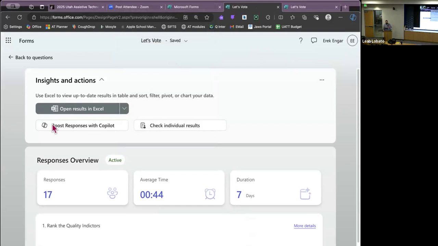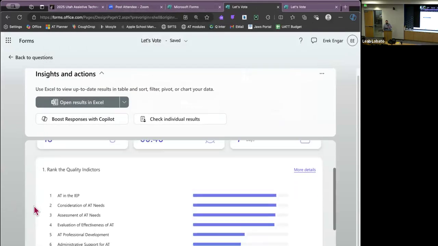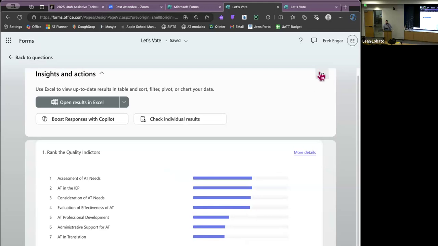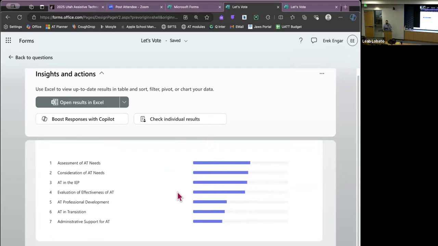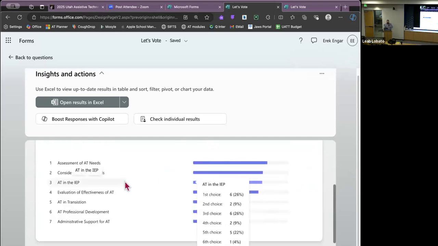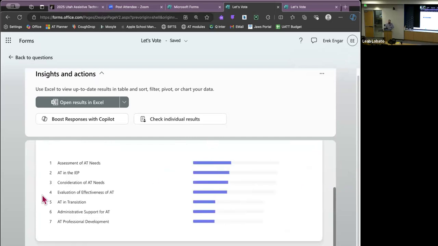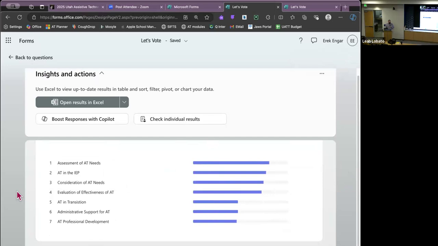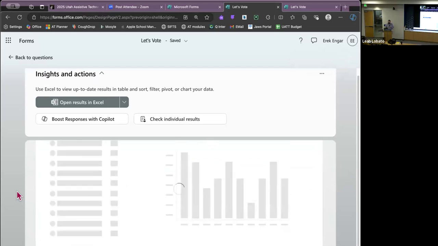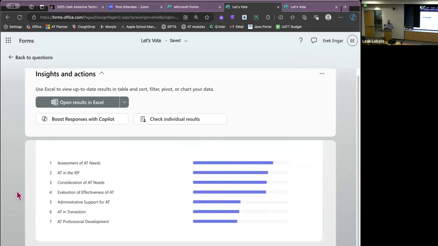So we've got 14 people who have responded so far. Is there a way to move the closed captioning? There we go. All right. Ooh, we got assessment coming in hot, consideration. AT on the IEP just made a jump though, as we're watching this in real time, the data come in. And we should be able to get to two of these.